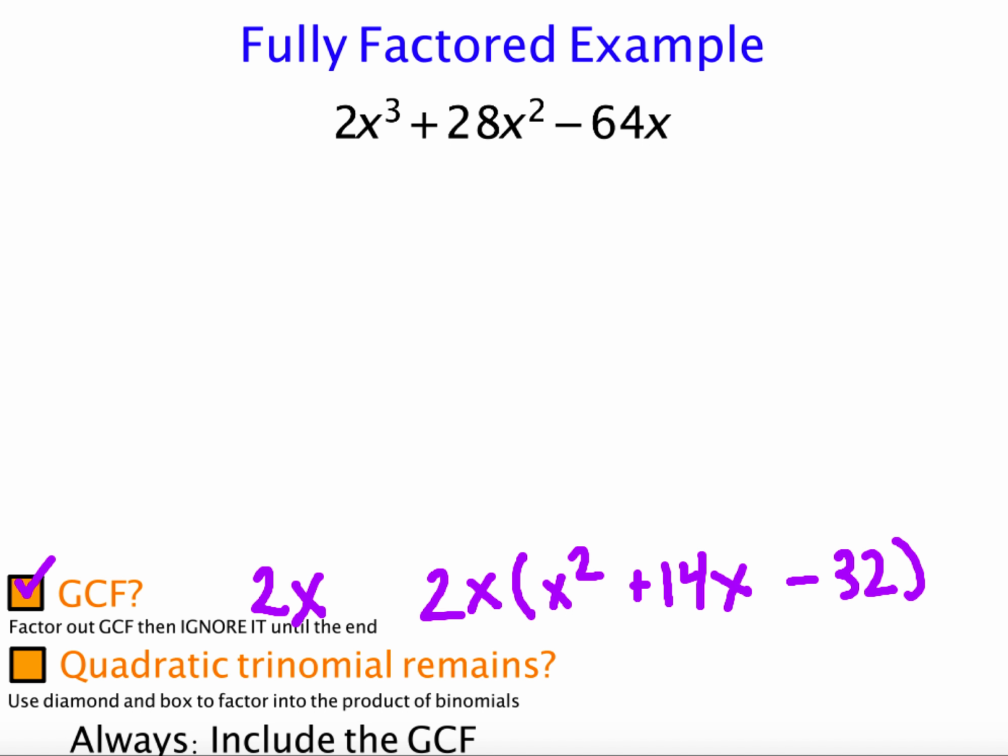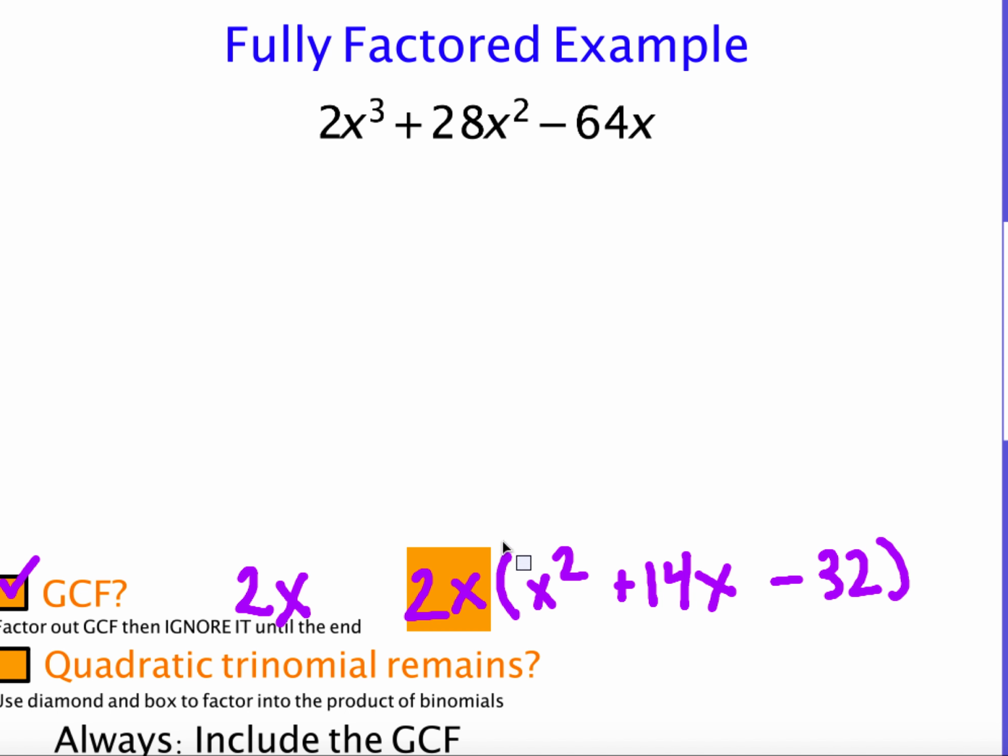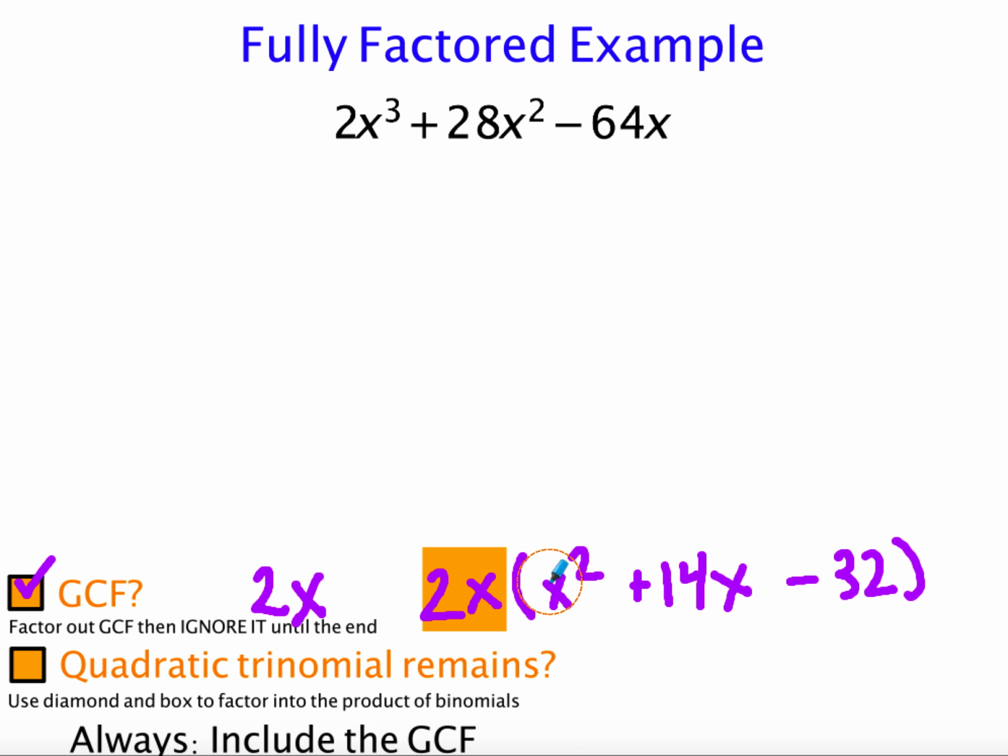would be done. If not, we're just going to ignore that 2x for a while, and we are going to focus on the x squared plus 14x minus 32, because that is like my second checkbox. Does a quadratic trinomial remain? Yes, it does. X squared plus 14x minus 32 remains. So I'm going to ignore that 2x, and I am going to factor x squared plus 14x minus 32.